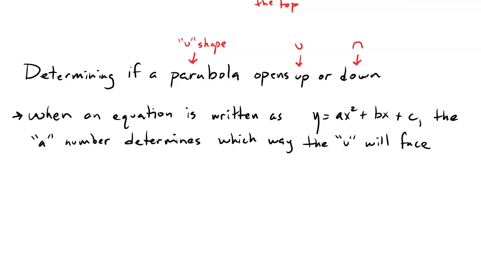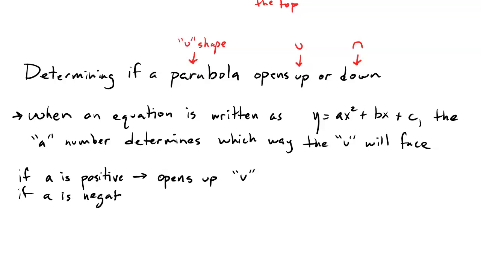Okay, so the A number that we talked about at the very beginning of today, that basically tells you whether it's going to be a U or an upside down U. So if A is positive, it opens up, which would be a U shape. If A is negative, it opens down.